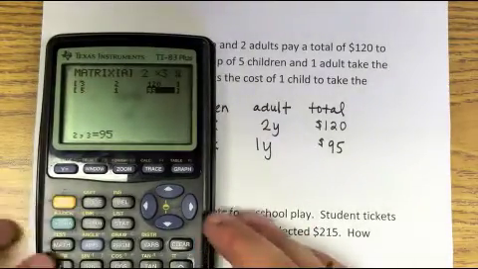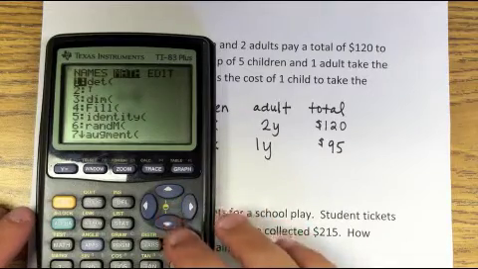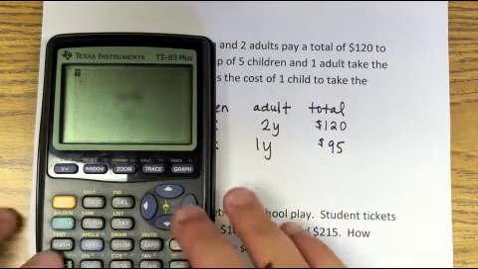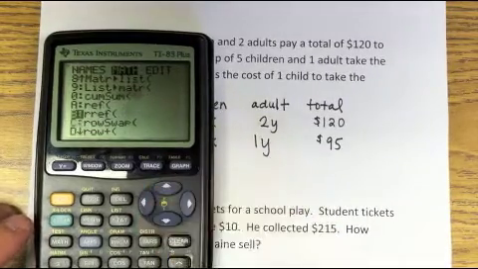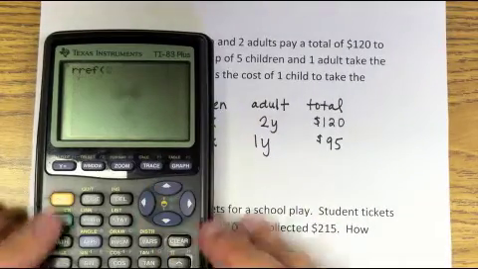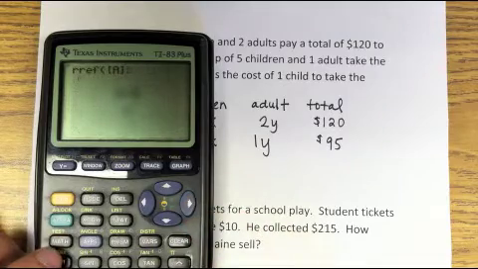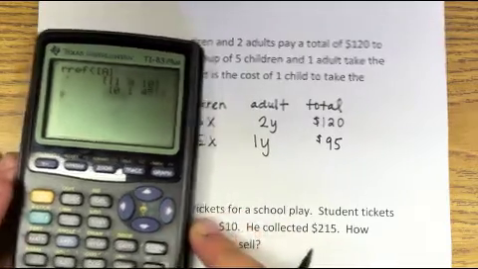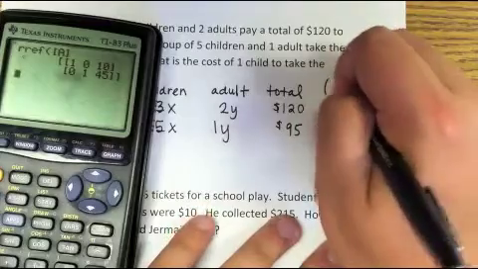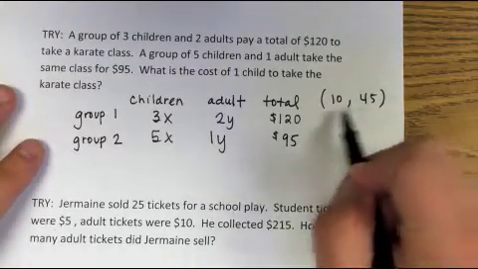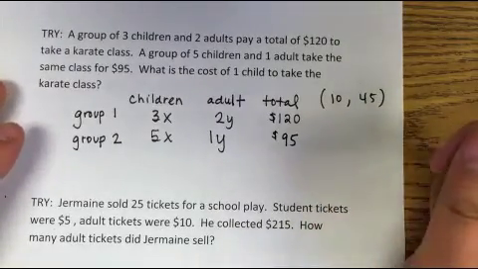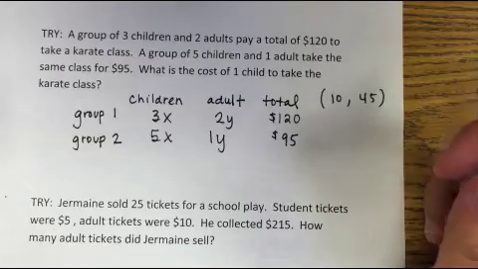Okay, then we go into our matrix menu, go down to REF, okay, pull up A, and we get 10 and 45. Now, you can bet on a test or so that both of these answers are going to be on the test. So you got to make sure that you choose the right one.